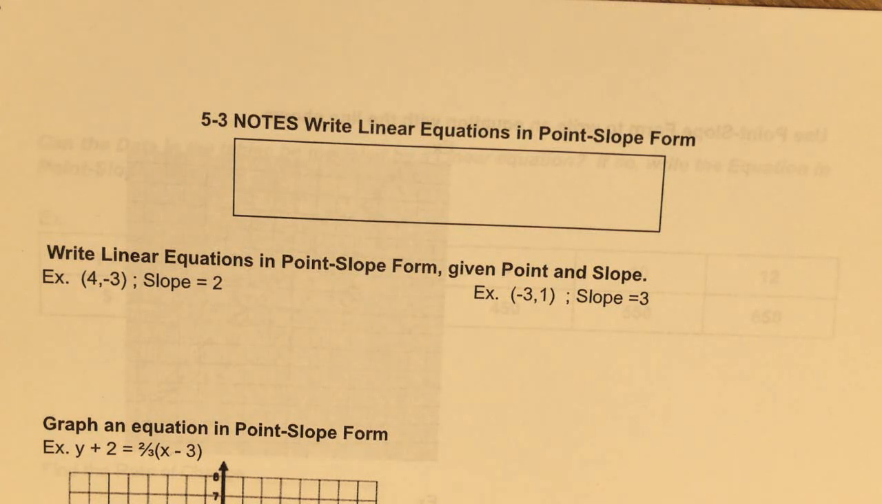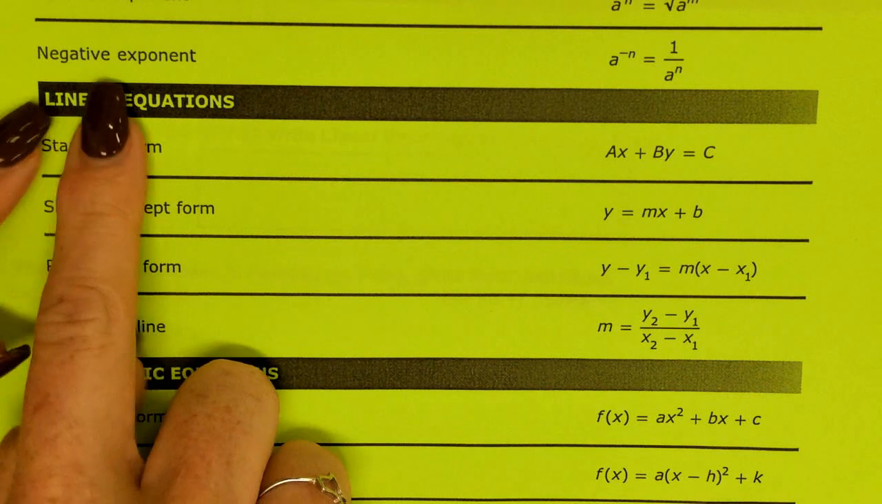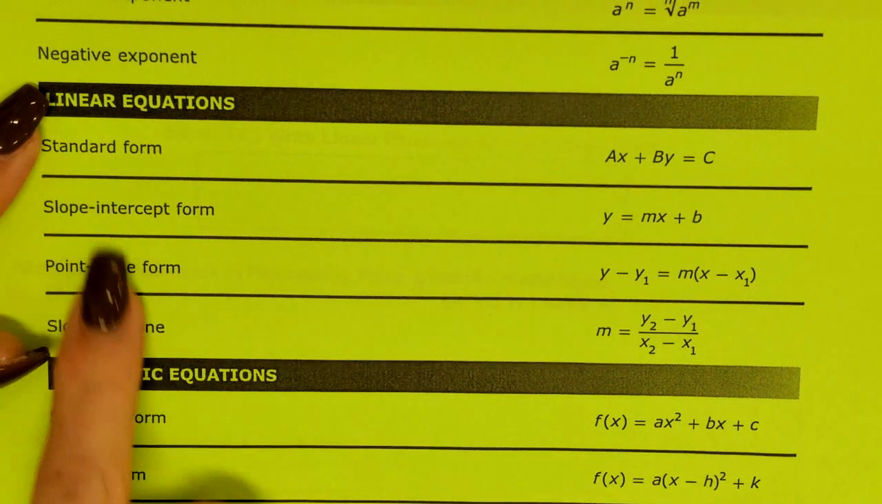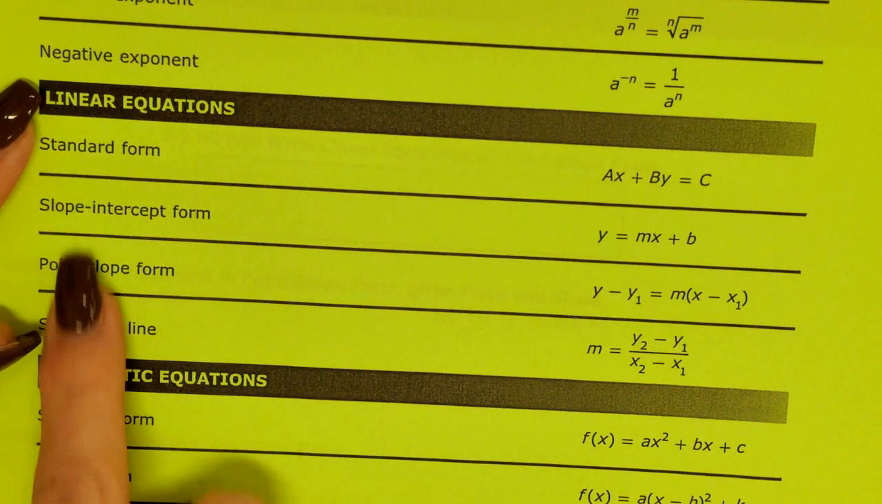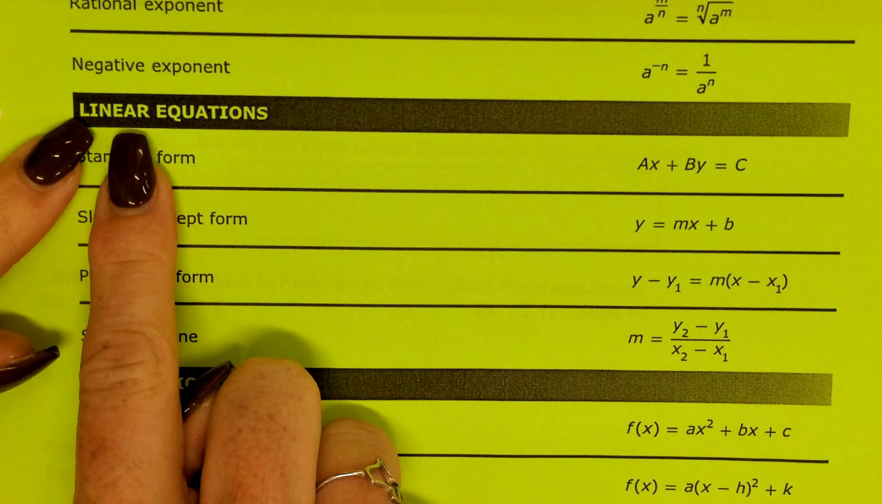So the lesson today has us moving on to a different linear equation form. That's why I told you to get out your star chart. So everybody go to your star chart, find where it says linear equations. Did everybody find it? So everything in this part is for straight lines, because linear means a straight line.